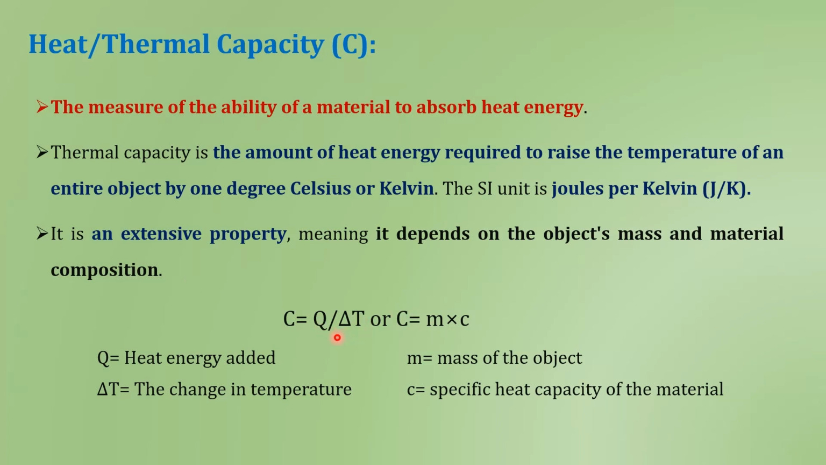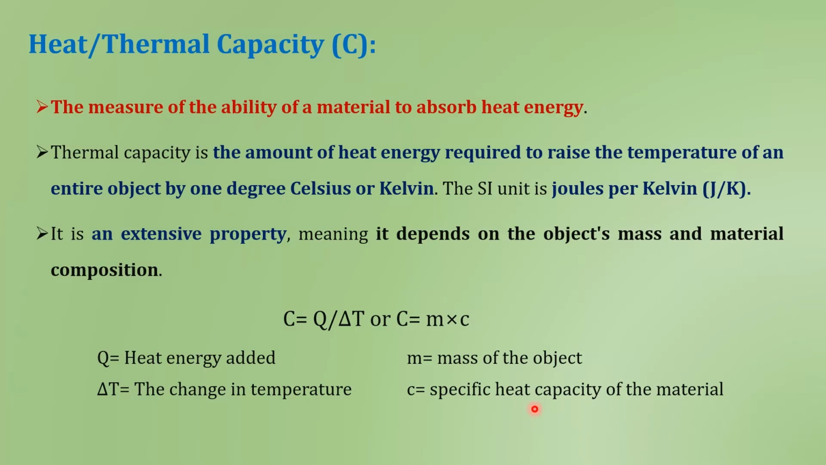In the first formula, we have Q divided by delta T. Q is the heat energy added and delta T is the change in temperature. So, this is for the entire object. And likewise, in the second formula, we have m into C. M is the mass of the object, while C is the specific heat capacity of the material.